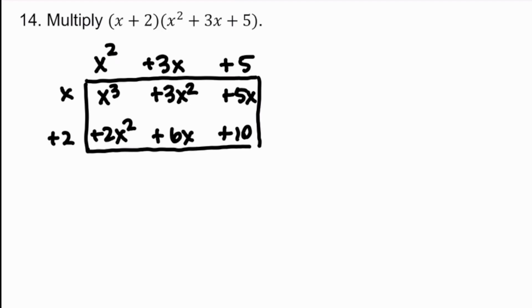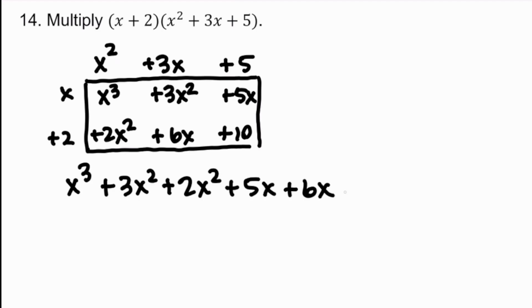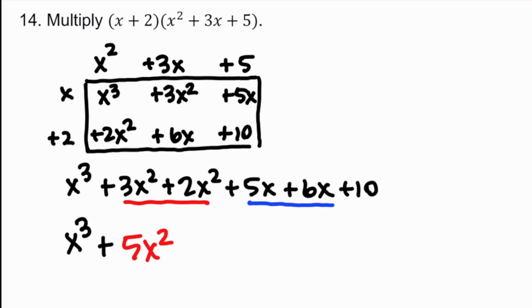Then I'm just going to add all this stuff together. So I'm going to have x to the 3 plus 3x to the 2, and I see there's another x to the 2, so it's going to be 2x to the 2 here, 5x and 6x plus 10, and then I'm going to combine some like terms, right? I can take the 3x squared and the 2x squared, and I can combine them to make 5x squared. 5x and 6x, that's going to combine to make 11x, so I'll have x to the 3 plus 5x squared, and then plus 11x, and plus 10.